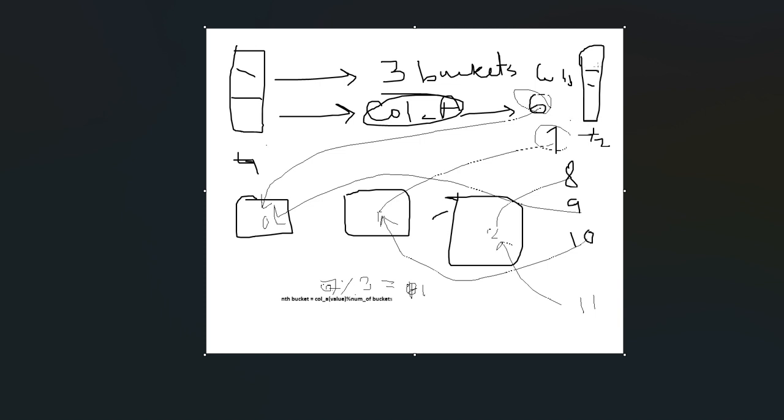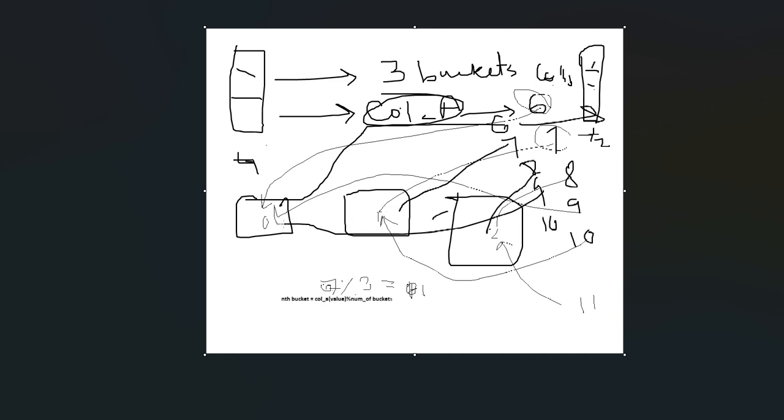Now if I bucket this table with the similar strategy, suppose column B also has the values 6, 7, 8, 9, 10, belonging to table 2. I'm trying to join these two tables based on column A and column B. When I bucket column B with the similar strategy, the value 6 will go again into the zeroth bucket, 7 will again go into the first bucket, 8 again into the second bucket, 9 again into the zeroth bucket, and so on.